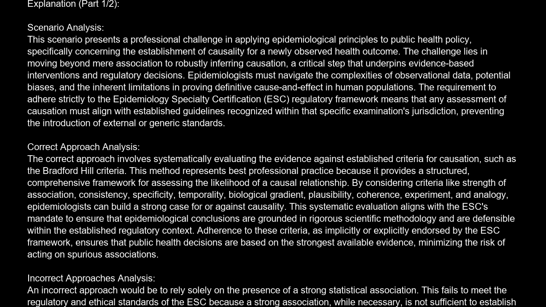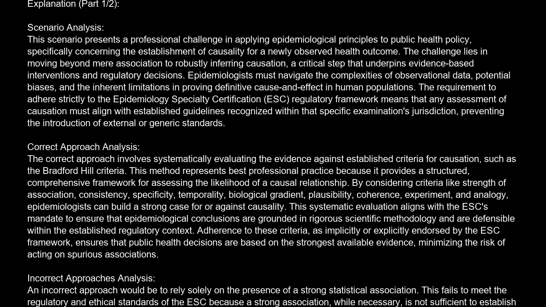This systematic evaluation aligns with the ESC's mandate to ensure that epidemiological conclusions are grounded in rigorous scientific methodology and are defensible within the established regulatory context. Adherence to these criteria, as implicitly or explicitly endorsed by the ESC framework, ensures that public health decisions are based on the strongest available evidence, minimizing the risk of acting on spurious associations.